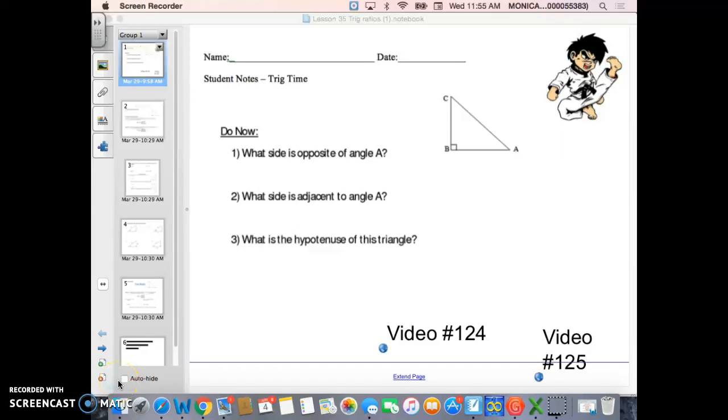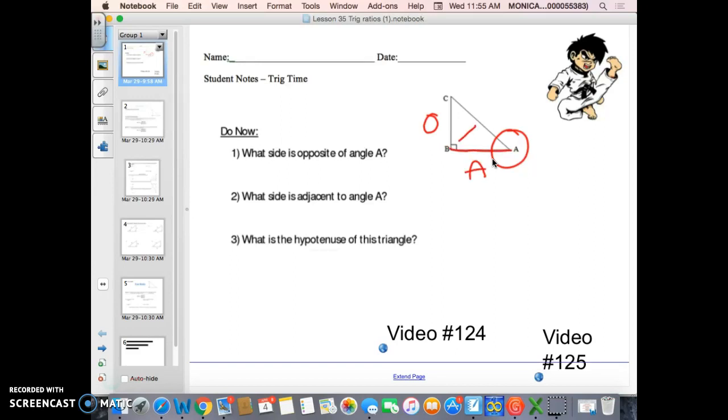All right, so today we're going to actually use SOHCAHTOA to answer some problems. But to be successful with this, you have to remember SOHCAHTOA. So the side opposite of angle A, if we're looking from angle A, this side is opposite because it's across. This side, because they share a side, would be adjacent. Because this is across from the 90-degree angle, that would be the hypotenuse.